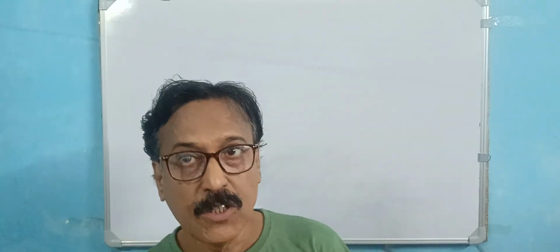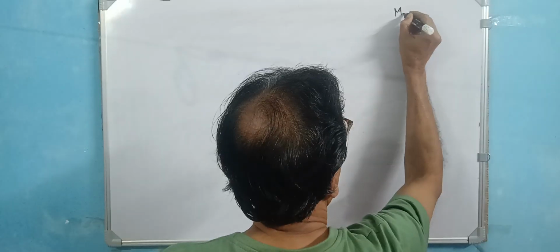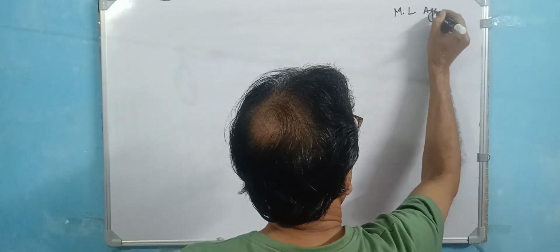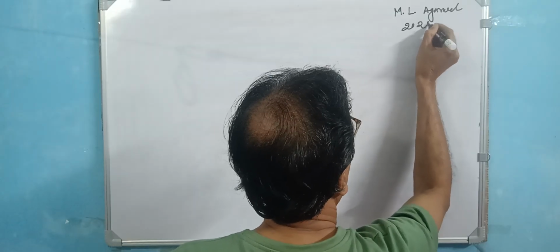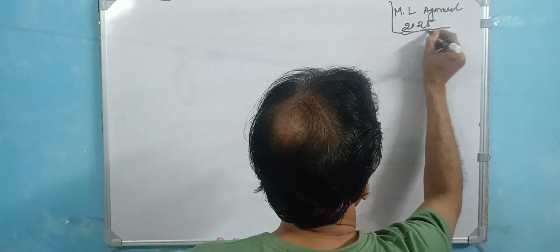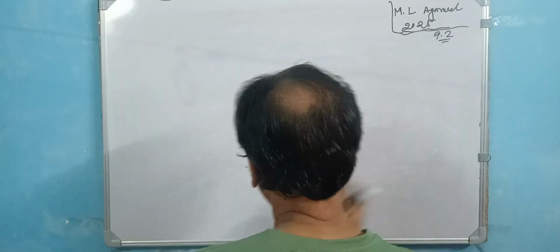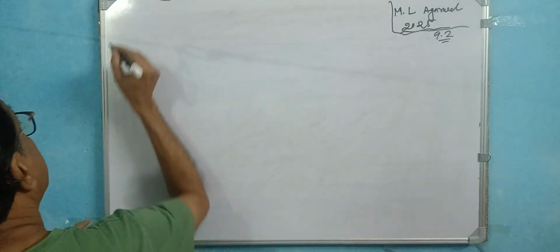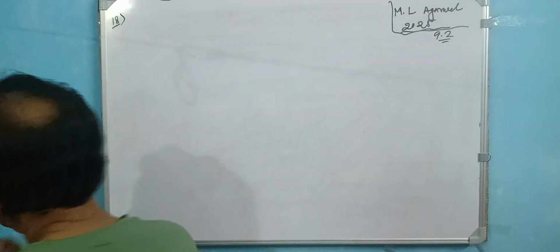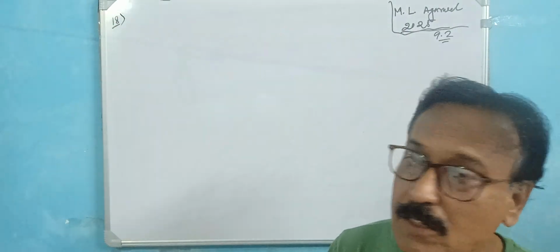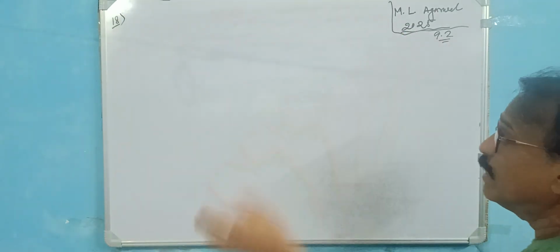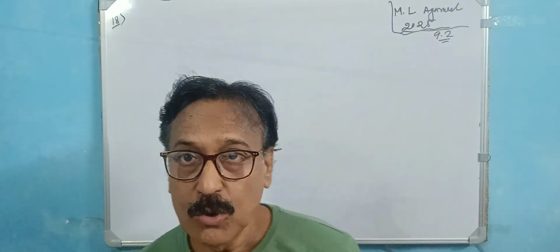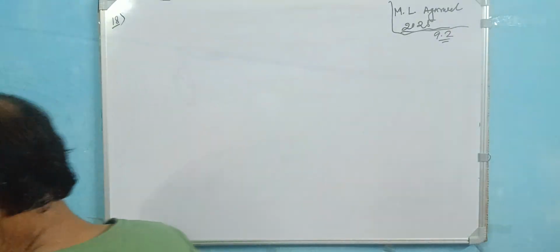Today I will discuss the continuation of AP of the ICSE board, that is the ML Aggarwal ICSE, the 2025 edition. This is exercise 9.2, and the sum number is 18. This is a continuation of the AP from the ML Aggarwal 2025 edition book. The exercise is 9.2. First I write down sum 18.